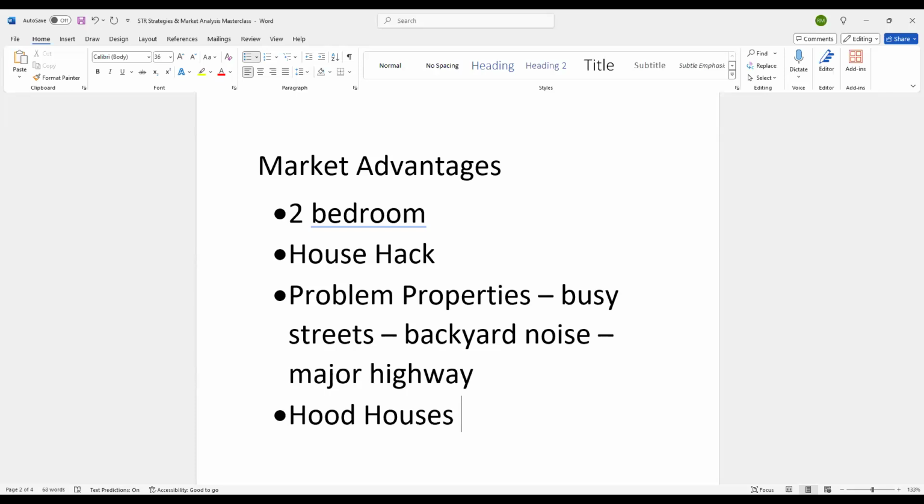Now, I've had better use of that when it's a fix and flipper that has not been able to sell their house because it is in the hood, right? And so you can step into that as an opportunity to manage the property for that investor that's not been able to sell it. And so that's another angle with hood houses.